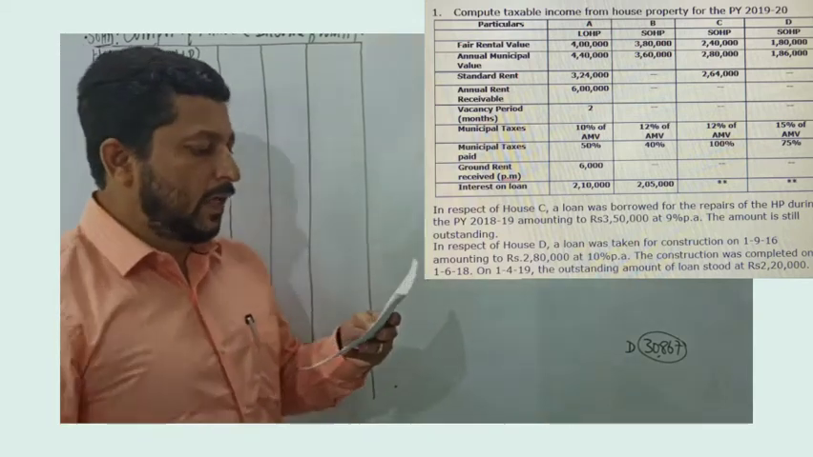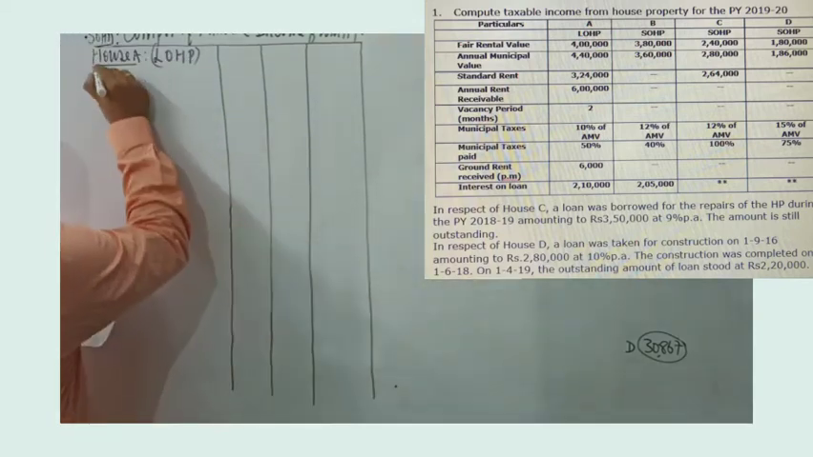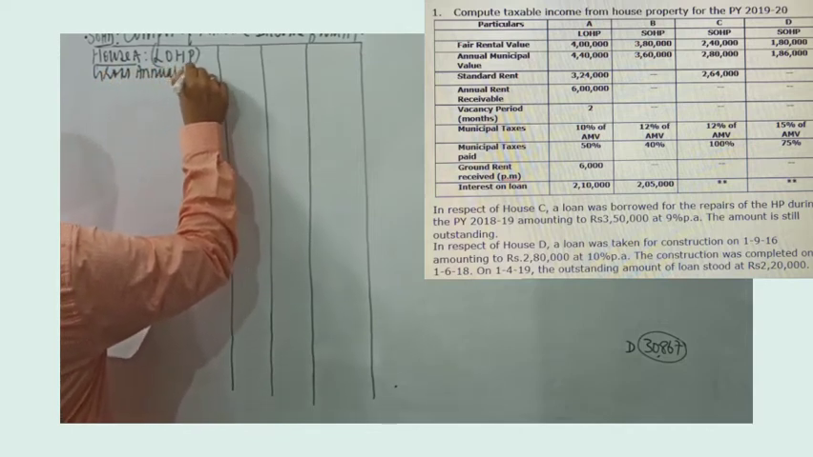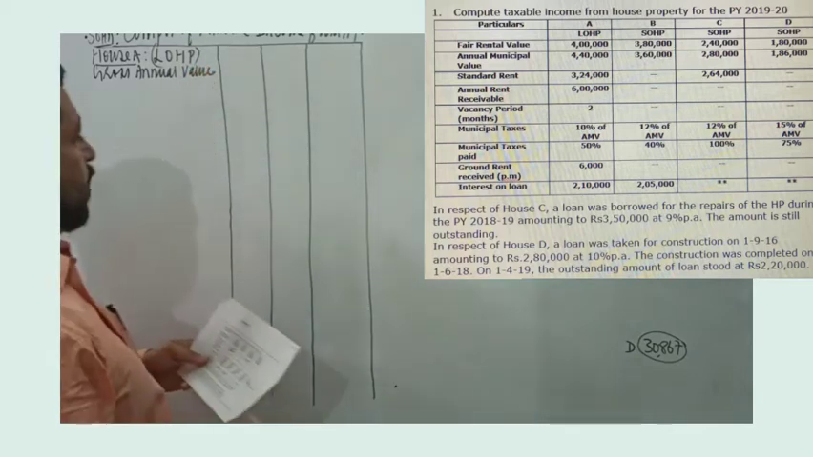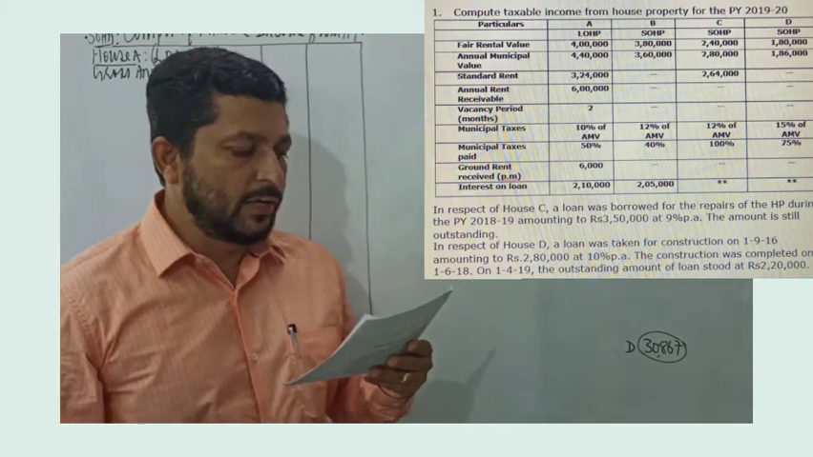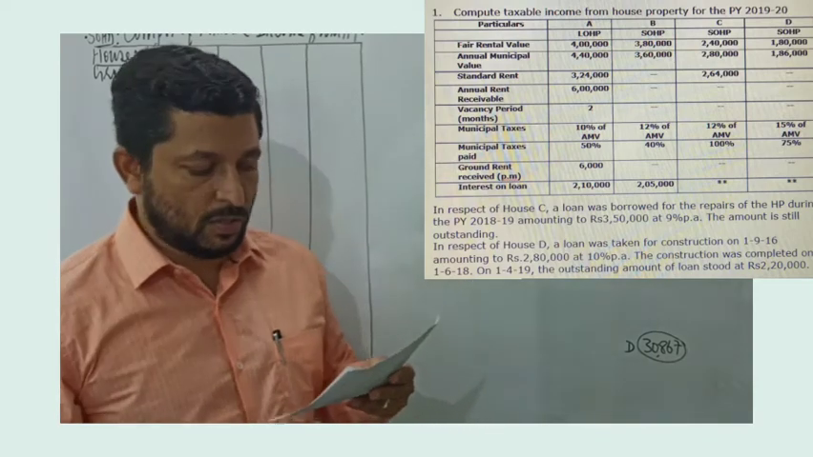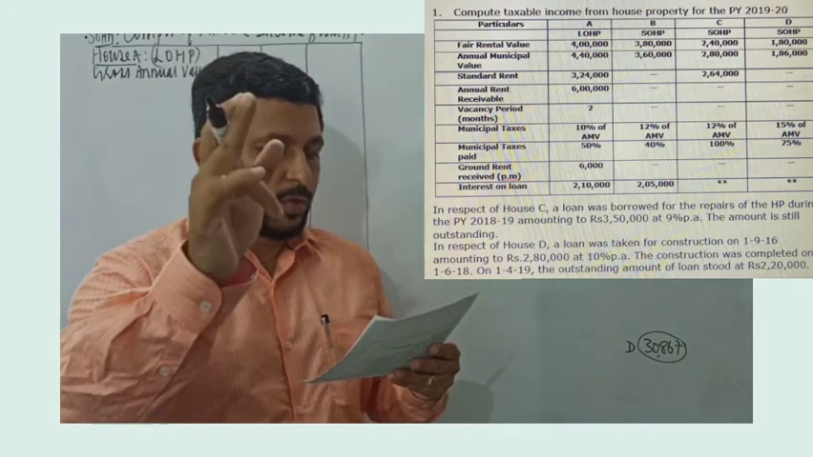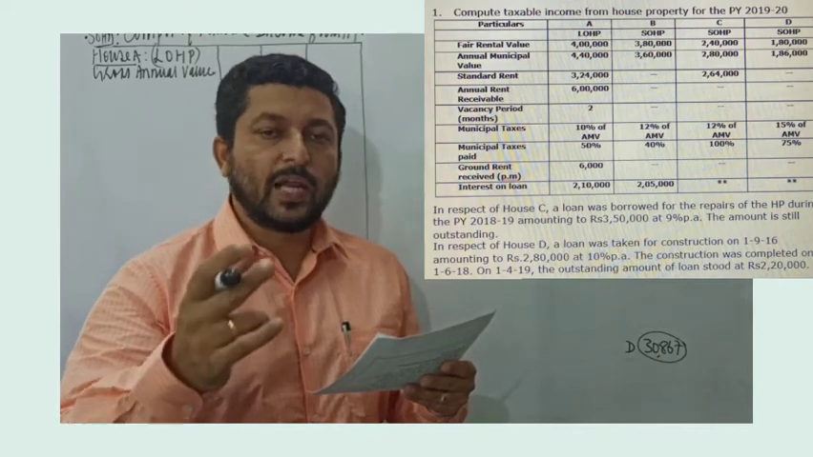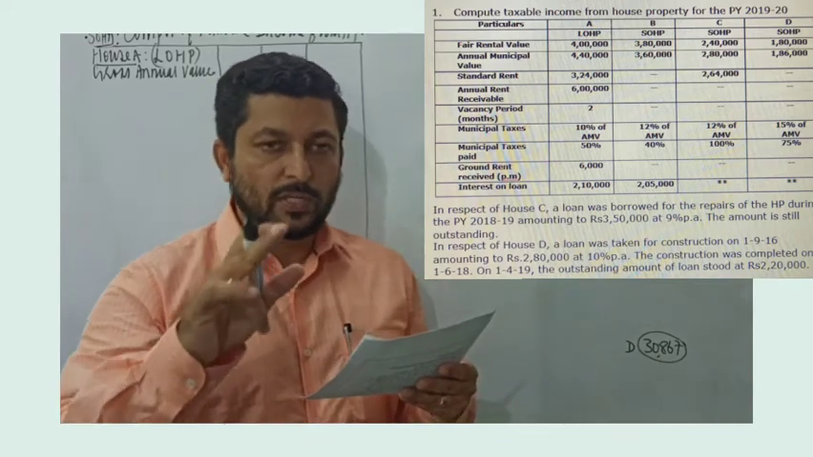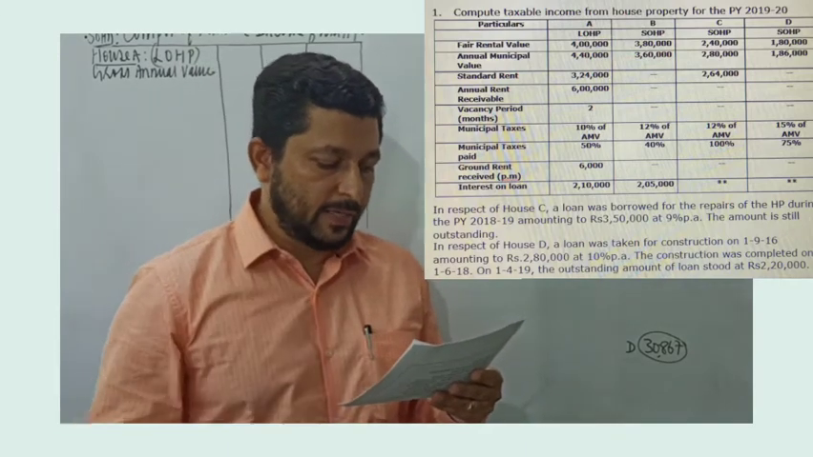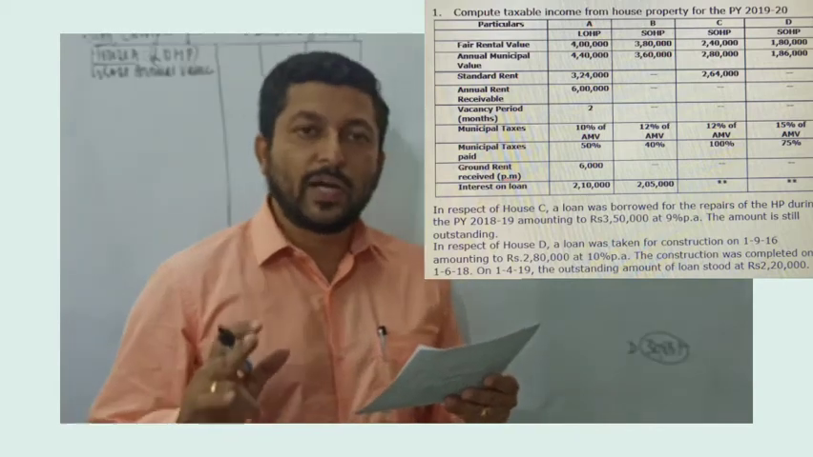Now we will calculate the GAV as it is. So I will record gross annual value. House A is a let out property. So fair rental value is 4 lakh rupees. Annual municipal value is 4,40,000. So among the two, whichever is higher, we get 4,40,000. I compare that with standard rent, which is 3,24,000. So whichever is lower, 3,24,000 becomes the expected rent. And I compare that with actual rent received.